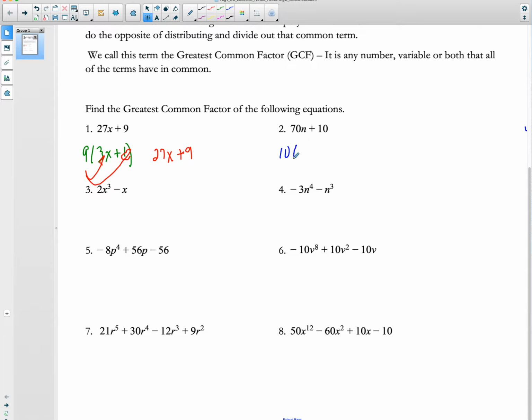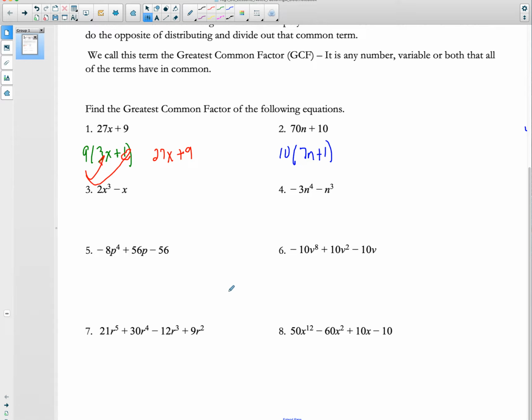And so now I can figure out what I started with. So 70 divided by 10 is 7, and then I still have my n. And then 10 divided by 10 is 1. And then there it is. And now, once again, 10 times 7n is 70n. 10 times 1 is 10. I'm good. That's what we started with.